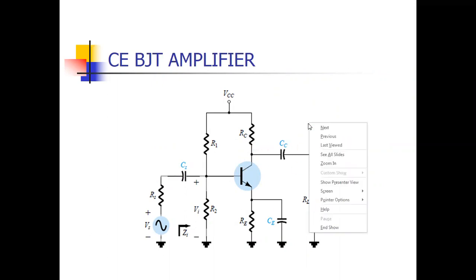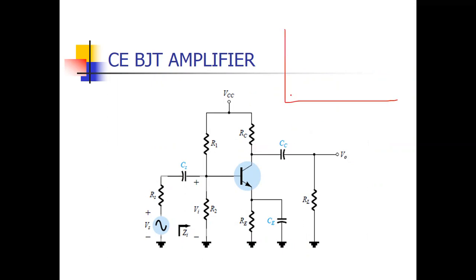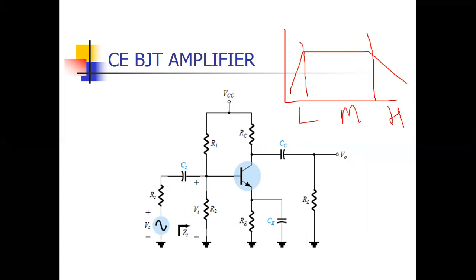If you know the frequency response which we explained in the previous lecture, this is the frequency response of a common emitter BJT amplifier. There are three ranges: low frequency range, mid frequency range, and high frequency range. At mid frequency range, there is no effect of capacitors, gain is constant. But at low frequency, gain reduces due to coupling and bypass capacitance. At high frequency, gain reduces due to the transistor's capacitance, or we can say stray capacitance or Miller capacitance.